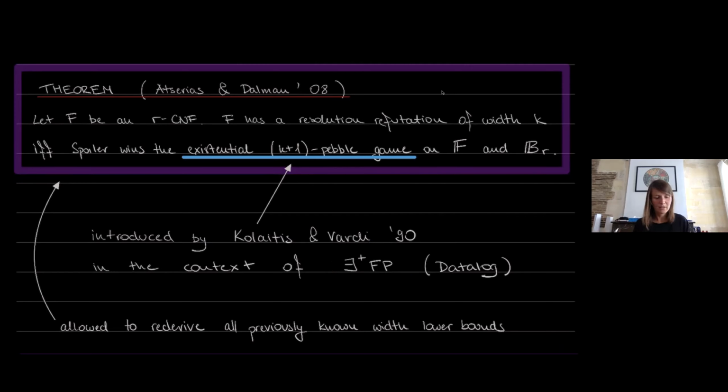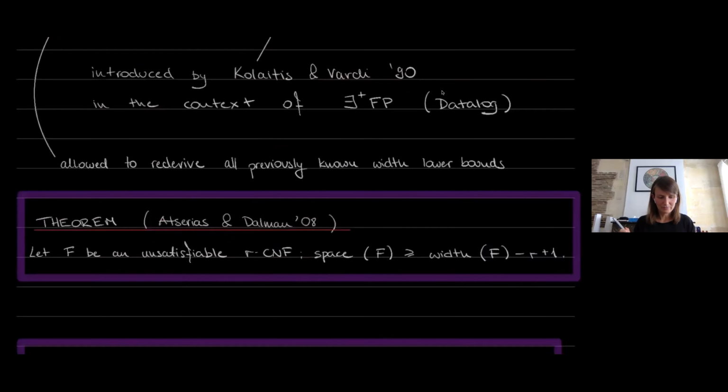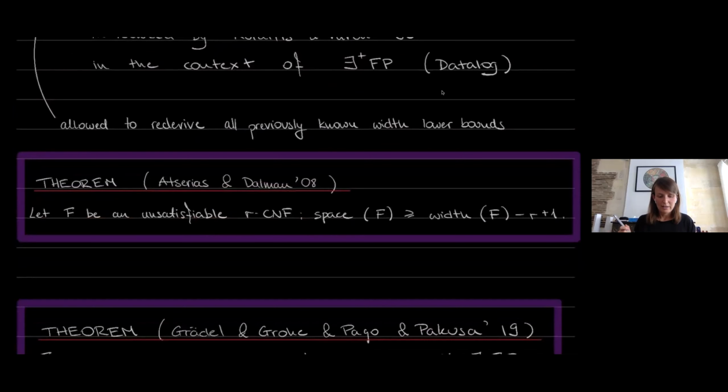resolution width lower bounds. As we discussed a little bit with Mika during the break, this correspondence between resolution width and pebble games could indicate that we could translate this Duplicator strategy for CFI graphs directly into a resolution width lower bound. But maybe let's not get into this for now. Finally, this correspondence between resolution width and pebble games also allowed us to show that space for resolution is lower bounded by width.